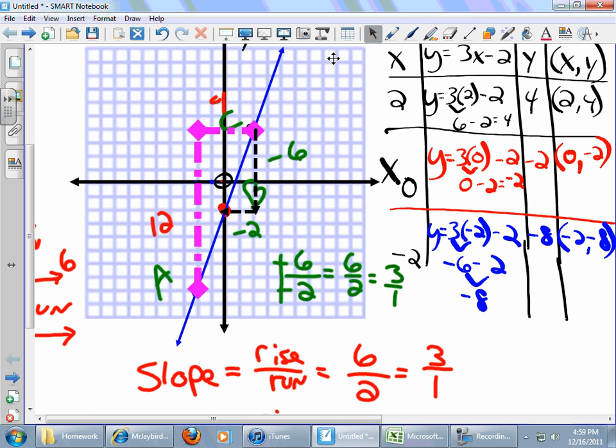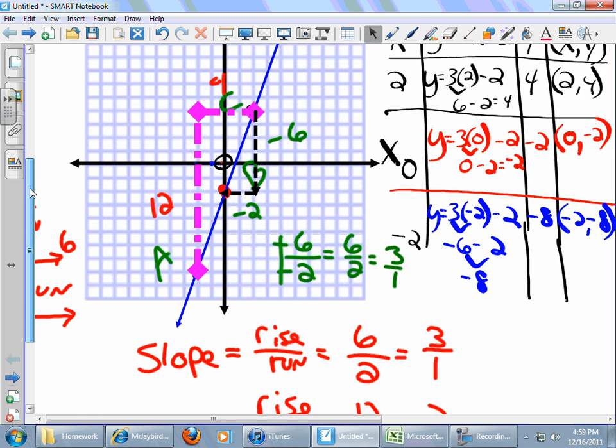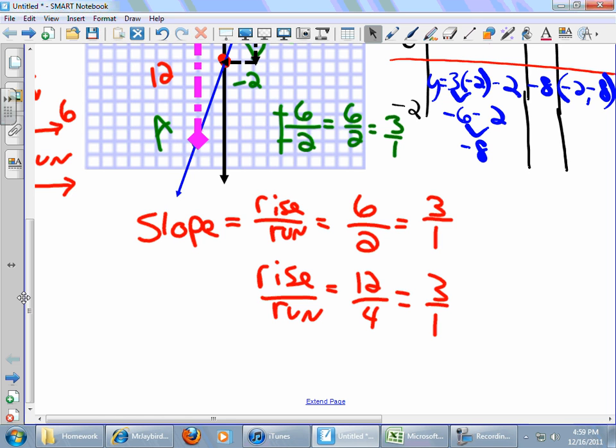Real easy stuff. We're just counting the slope. I'll tell you some things that slope is useful for in class on Monday, but right now I need you to focus on how do I count the slope.